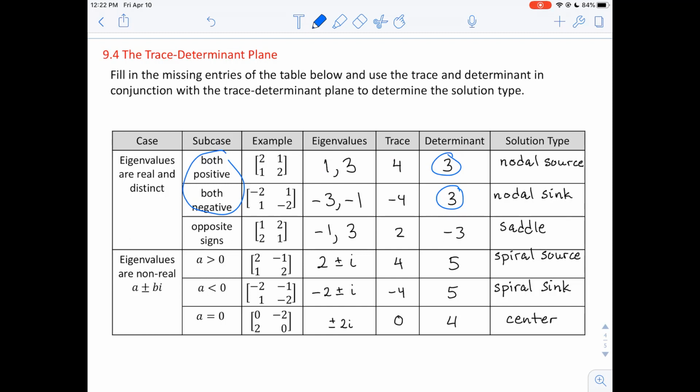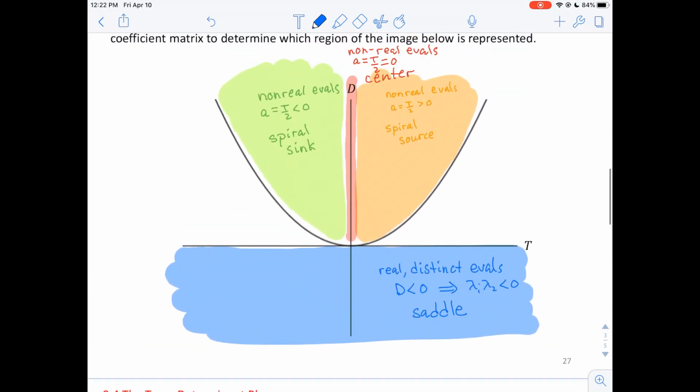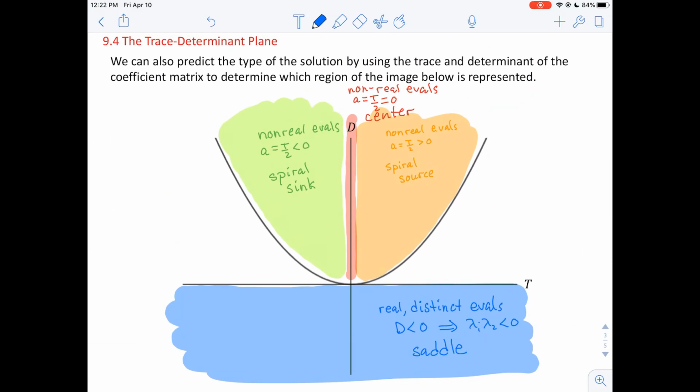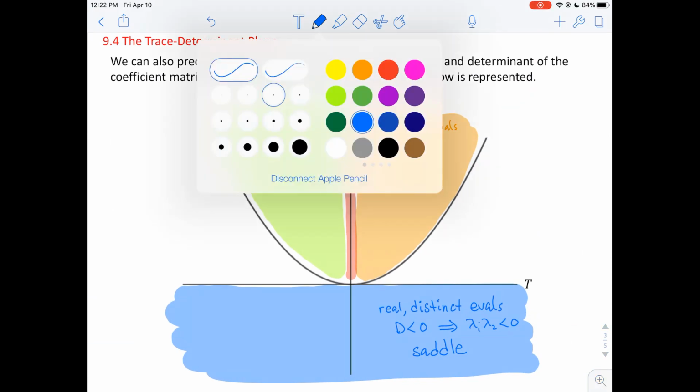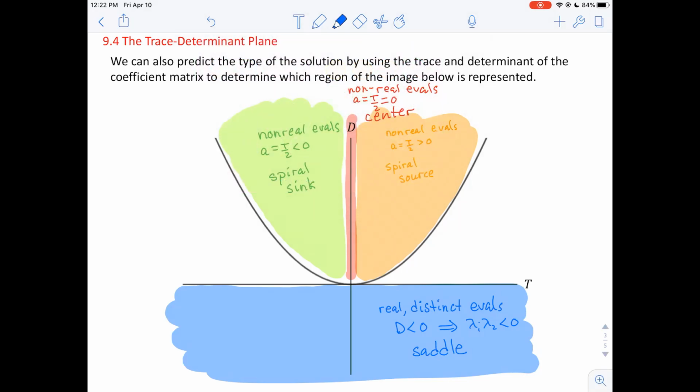All right, so let's do that top case first. So we need a positive determinant and a positive trace, but we have to be below the parabola. So positive determinant and positive trace, but below the parabola. That puts us in the first quadrant below the parabola. So we're talking over here. Now you get the idea. So if we're over in this area, then we have our real distinct eigenvalues.